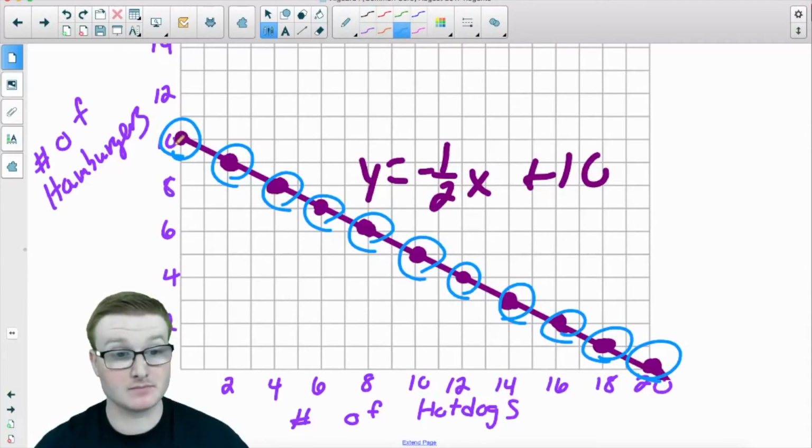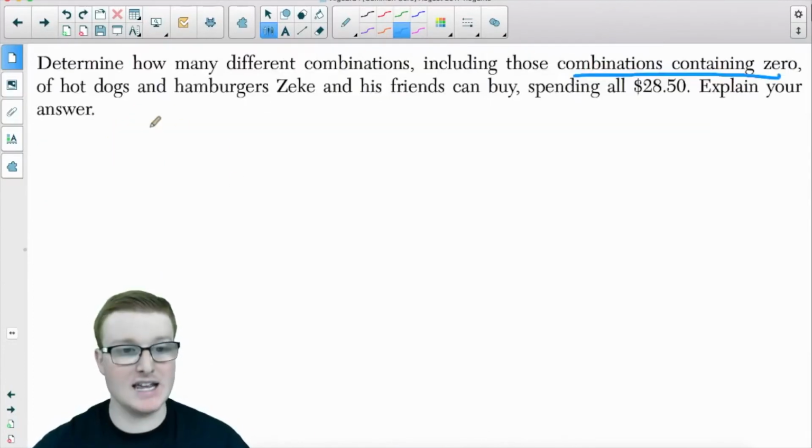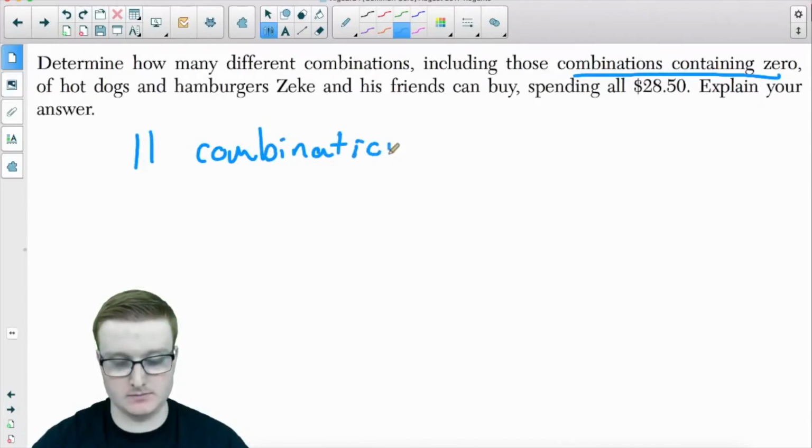And as you can see, this dot up here has all hamburgers, no hot dogs. This combination down here has all hot dogs, no hamburgers. So either you could get 10 hamburgers with no hot dogs, or you could get 20 hot dogs with no hamburgers, or you could get any of this combination in between. So to explain it, you're going to say 11 combinations. Now here's the explanation part.